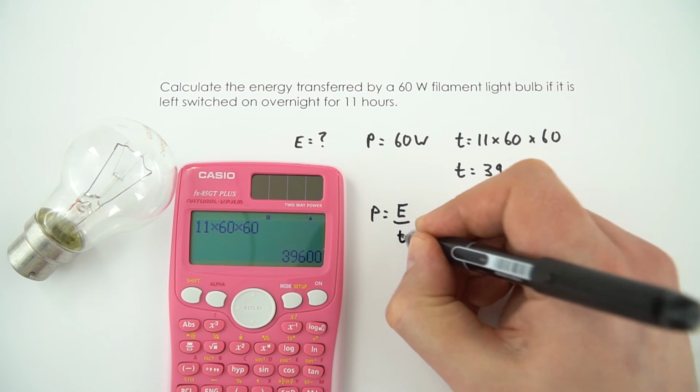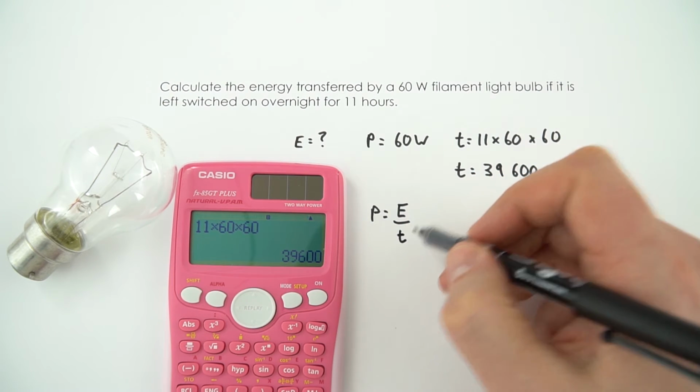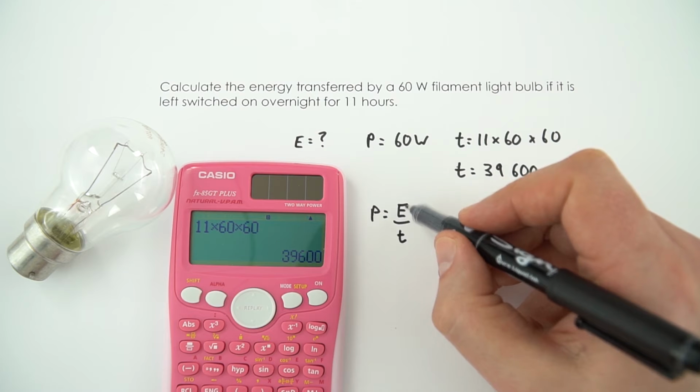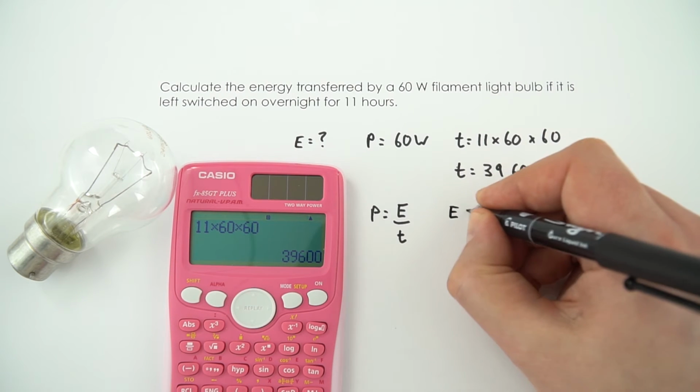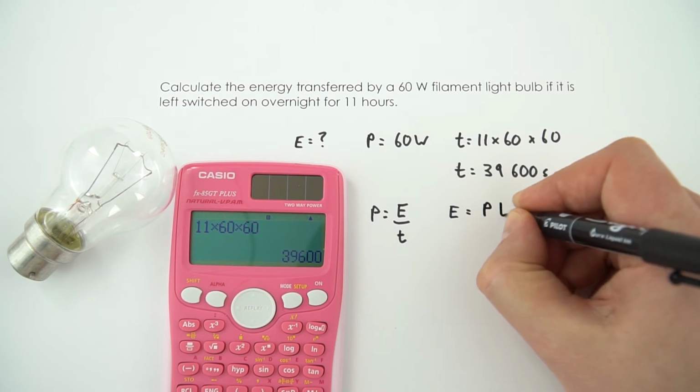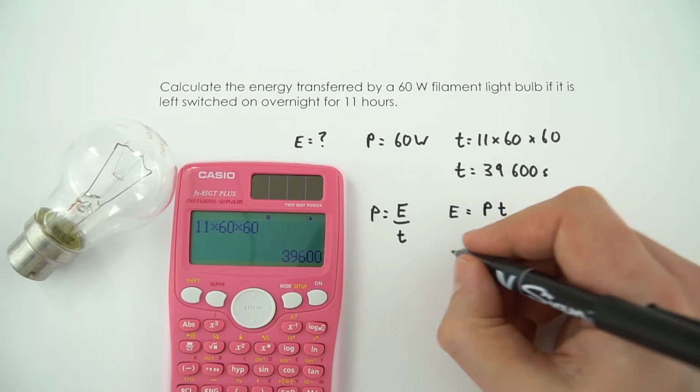Now the equation that links these three things together is that power is equal to the energy transferred divided by the time taken, or the work done divided by the time taken. And to make E the subject, I need to multiply both sides by T. So that means the energy transferred is equal to the power multiplied by the time.